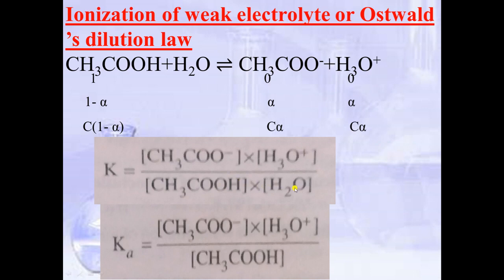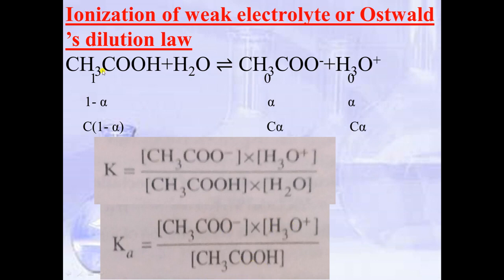Now here water is present in excess amount, that means it is the solvent, so we have to keep its value equal to 1. So the value of Ka will become equal to the concentration of CH3COO negative into the concentration of hydronium ion divided by the concentration of acetic acid. Now what do we have to do?